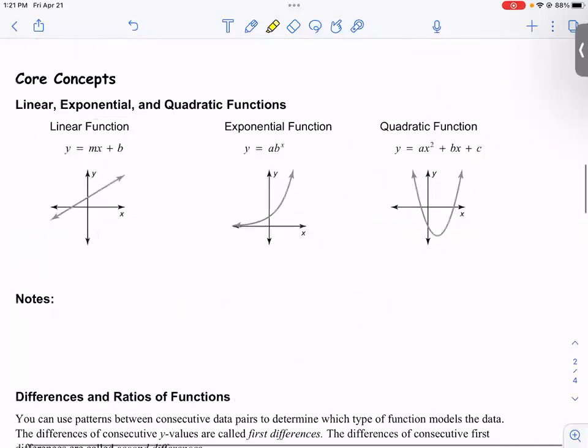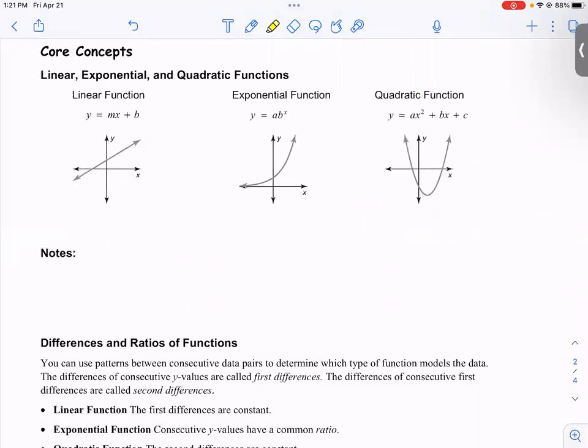Okay. We have three different types of functions that you need to be able to tell which one is which.